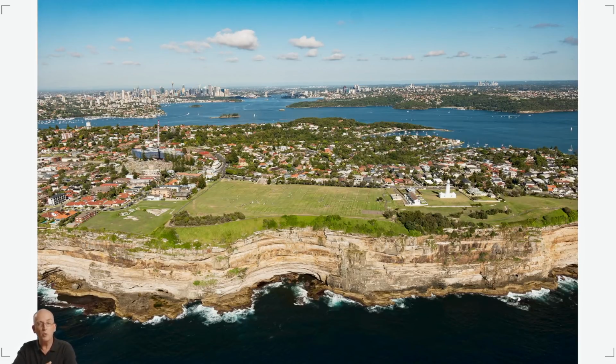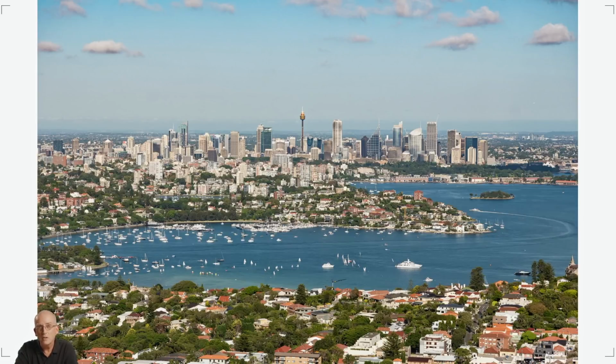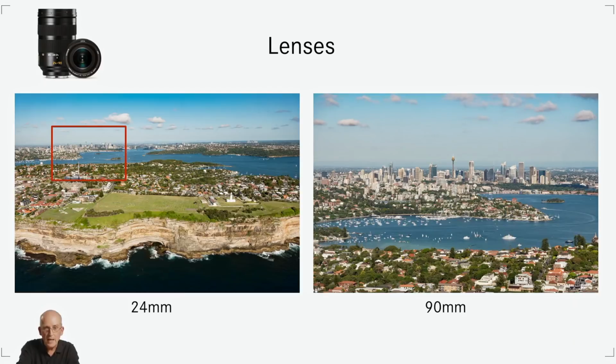So that's a 24 mil angle of view. Then you've got, let's say, a 90 millimeter lens which has a 25 degree angle of view. Less angle of view gives it this magnified look. And we'll be talking a little bit more about perspective in a sec, but can you see how that's foreshortened? But they were both taken from exactly the same place. I was in a helicopter hovering over the heads, so I could frame it differently with the different focal lengths of the zoom.